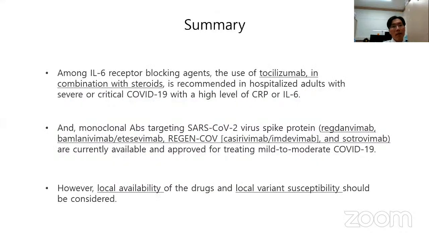In summary, among IL-6 receptor blocking agents, the use of tocilizumab in combination with a steroid is recommended in hospitalized adult patients with severe or critical COVID-19 with high CRP levels. And monoclonal antibodies targeting the SARS-CoV-2 spike protein, such as regdanvimab, bemnifosbuvir plus etesevimab, casirivimab plus indemivab, or sotrovimab, are currently available and approved for treating mild to moderate COVID-19. However, local availability of the drugs and local variant susceptibility should be considered.